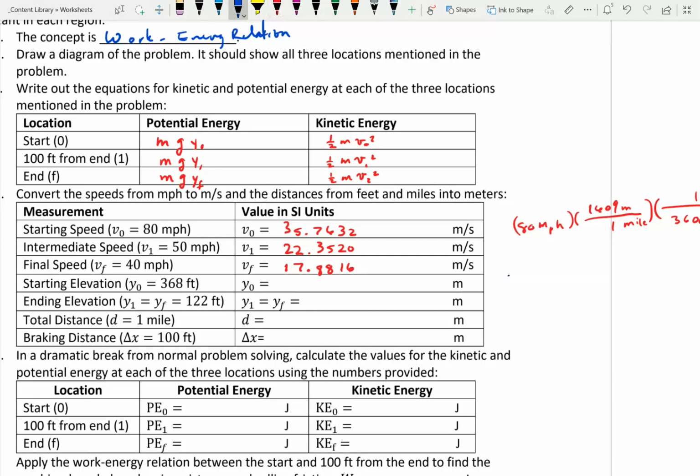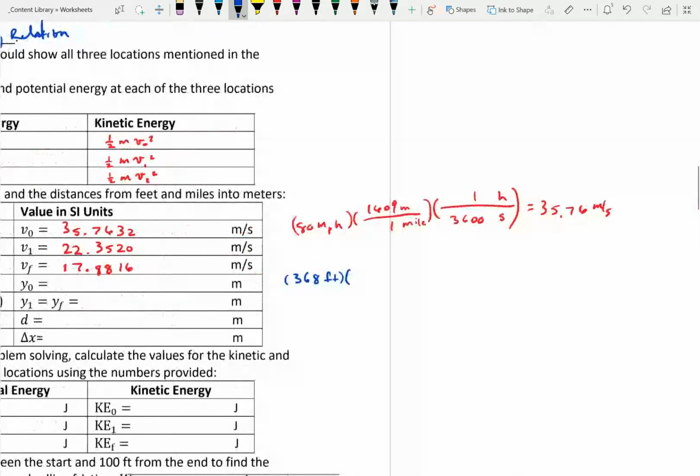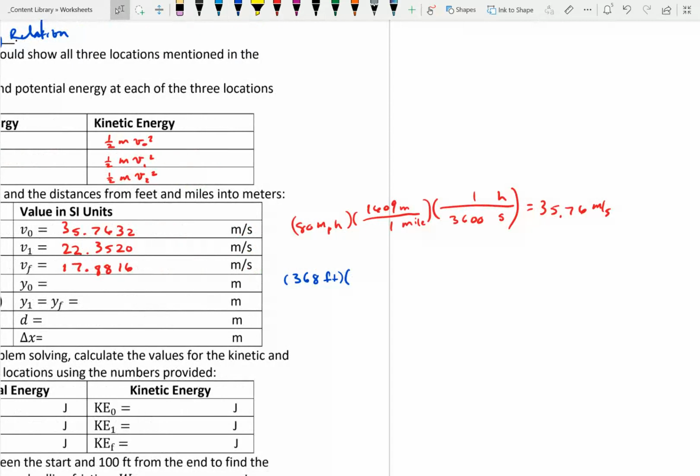Now for the elevations, my starting elevation was, I'll change color just because we're doing a different type of calculation, 368 feet. And then, how do we do conversion from feet? Well, here's the way I do it because I'm a moron. I know that in 1 foot, there are 12 inches. And then I know that in 1 inch, there are 0.0254 meters.